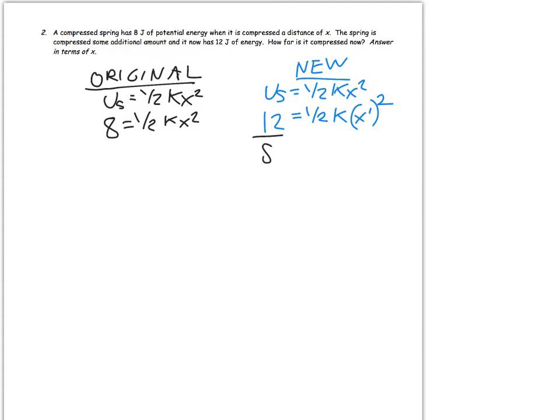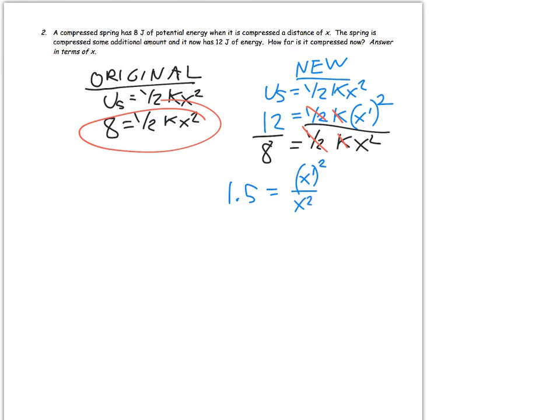So I'm going to take this original equation here and divide the new equation by that original. And so what ends up happening is my 1/2s cancel out, my k's cancel out, and what I'm left with is 1.5 is equal to x prime squared over x squared. I'm going to go ahead and solve for x prime, so I can say 1.5 x squared equals x prime squared. I take the square root of both sides, and I end up getting that 1.22x is equal to x prime.